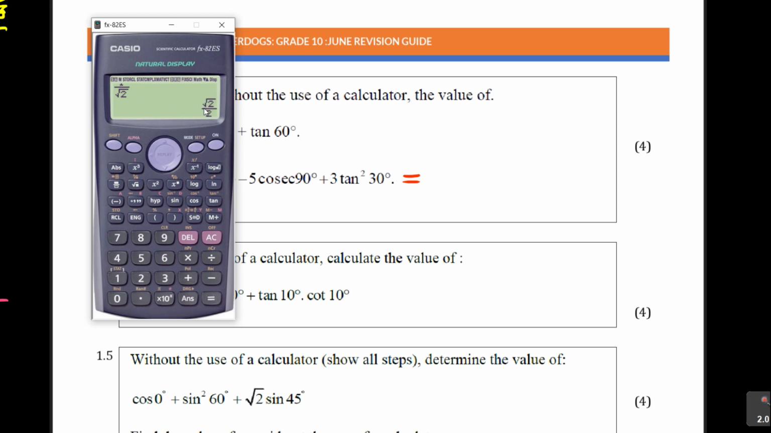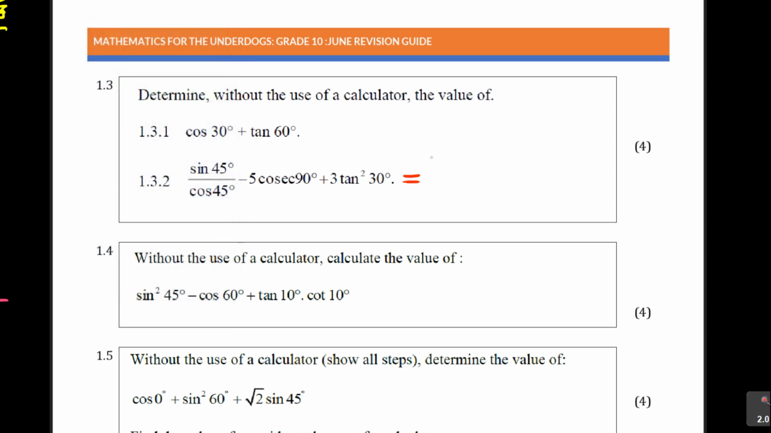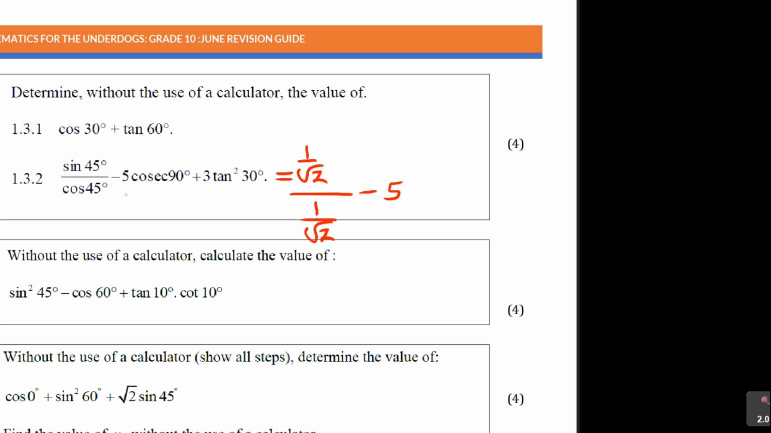See, 1 over root 2 is root 2 over 2. What about cos 45? It's the same thing. See, root 2 over 2. So here, instead of sin 45, you say 1 over square root of 2, over 1 over square root of 2. See that? Minus 5. You can't tell that I used a calculator here, because even the special angles will do this. But if you say here root 2 over 2, they will come and penalize you there, because you used the calculator, because that's the value you get from the calculator.